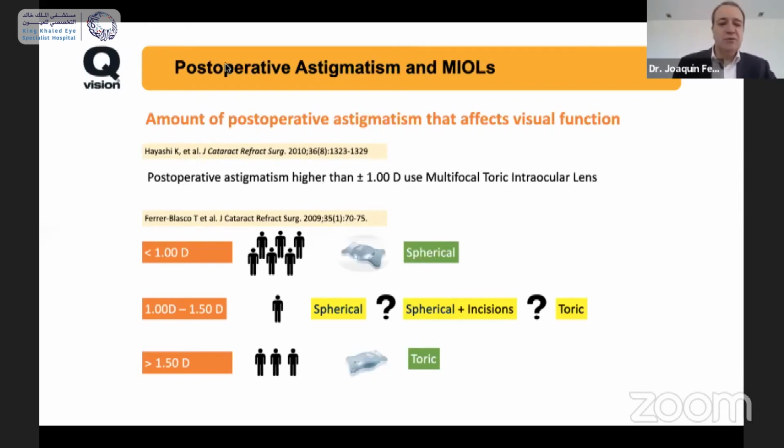Above 1.5, we need to use multifocal toric. And what happens in the middle?